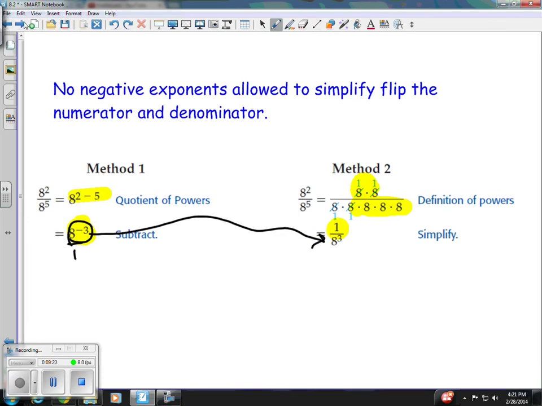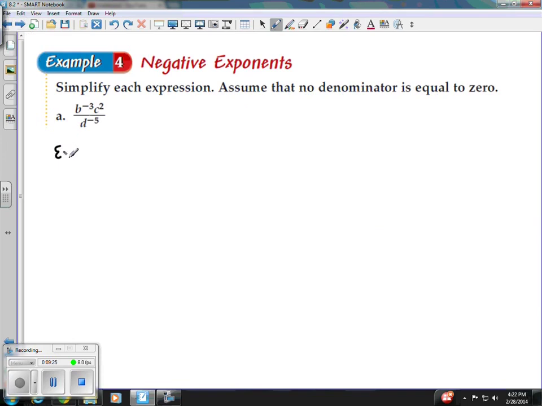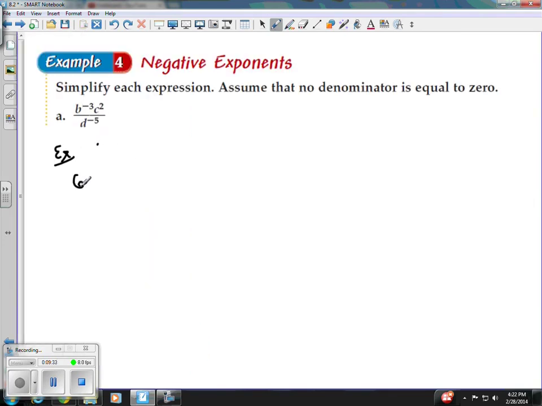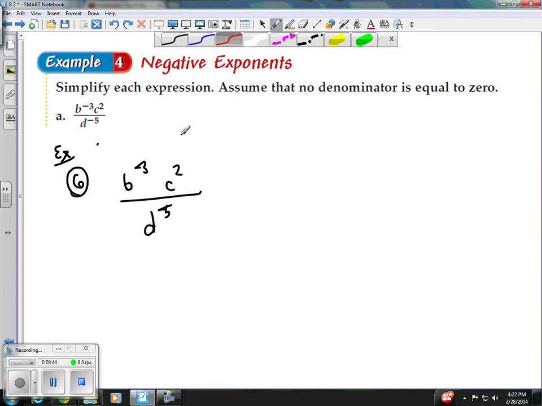So let's see an example of this. Example, I don't remember what number we're on, so this will be example 6. We have b to the negative 3rd, c squared, over d to the negative 5th. So that fraction bar tells us we're dividing, but we look, I have b to the negative 3rd. Do I have any other b's? Nope, so he's just by himself.